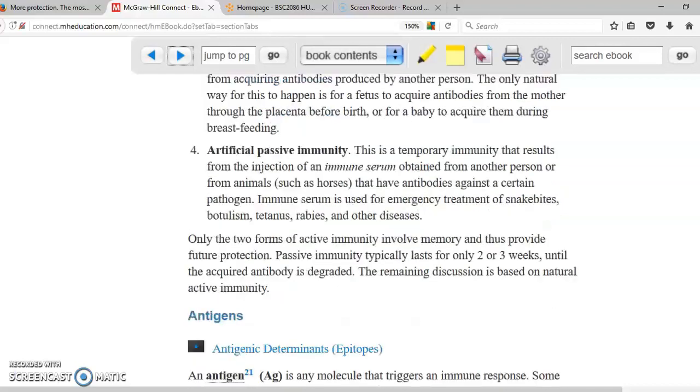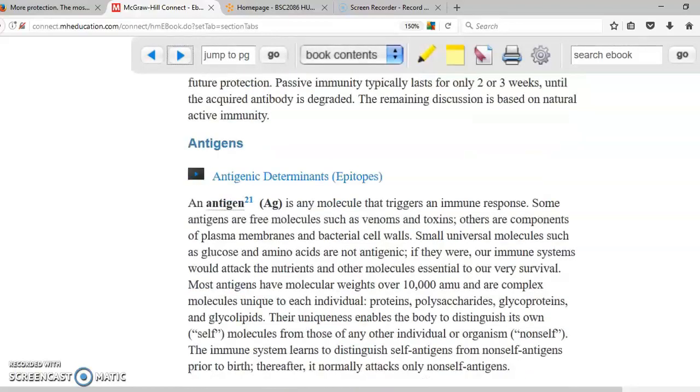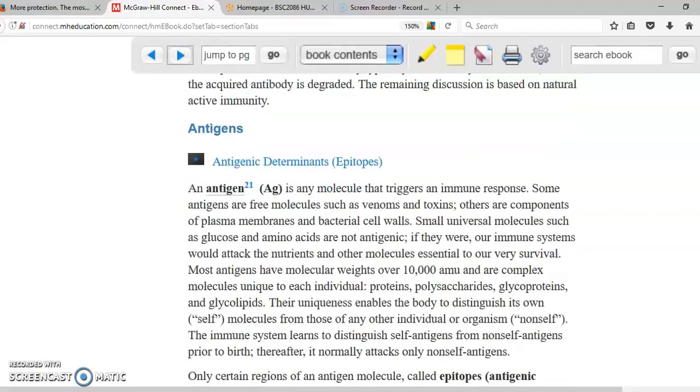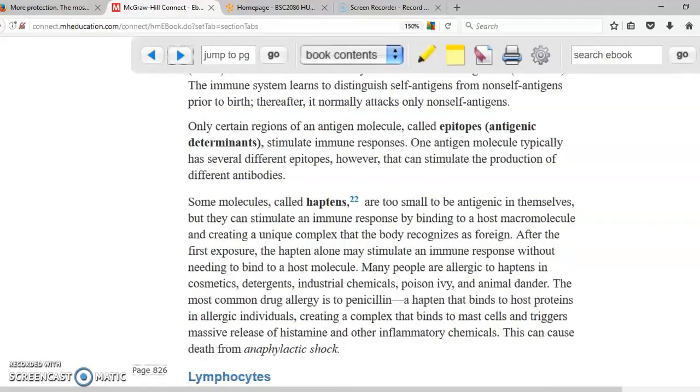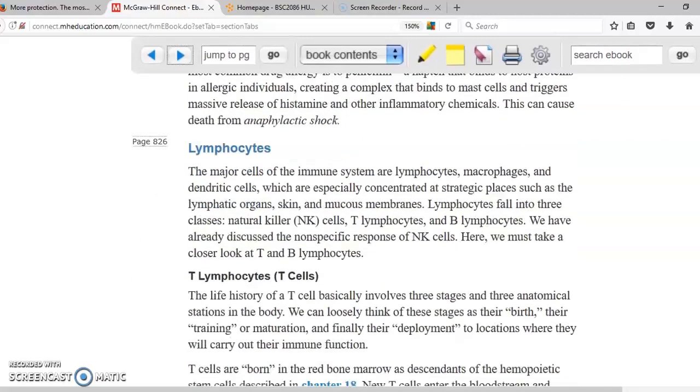So microorganisms that are going to cause infection are going to have antigens, right? An antigen is a molecule that triggers an immune response, as you see right here. Not all of the microorganism causes an immune response, only certain regions, and these regions are going to be called epitopes, as you can see in here. Haptens are molecules that are so tiny that they cannot create an immune response on their own. However, if they bind to a macromolecule, now it can initiate an immune response. We scroll down, we have lymphocytes. As we said, we have two main kinds of lymphocytes, lymphocytes T and lymphocytes B.